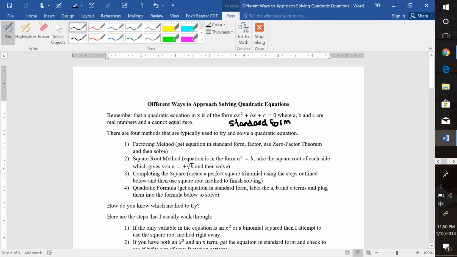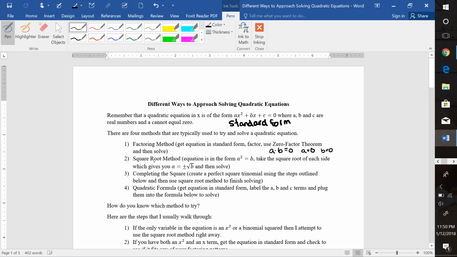So the factoring method, the goal here is to get the equation into the standard form. You then factor using whatever pattern of factoring that you have, whether it's a trinomial or a binomial. And of course, this relies on it being able to factor. And then we use the zero factor theorem to help us break it apart and solve each piece. The zero factor theorem says that if a times b equals 0, then a equals 0 or b equals 0. So it's telling us that the only way you can multiply to get 0 is if one of the parts or factors is 0.